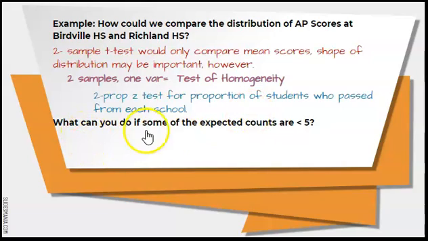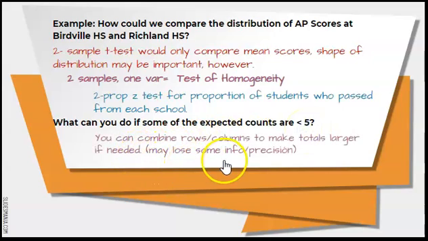Last question. What can you do if you run the expected counts and they're less than 5? Well, you can always combine rows and columns to make bigger categories or totals larger if you need to. You may lose some information in precision, but it is a viable option for you.